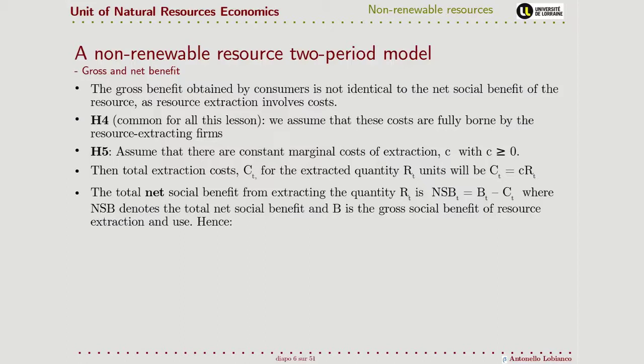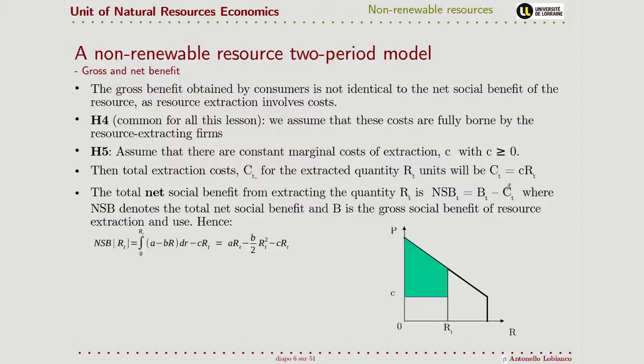And the net social benefits will have to consider the gross benefits that we saw in the previous slides, less the cost needed to extract the resource. So graphically, it's equal to this area, because if this is the cost, then going back to what we did, this is the benefit for the consumers, and not the whole area is the benefit for the extraction firm. So when we develop the integral considering the extraction cost, we are back to this equation.